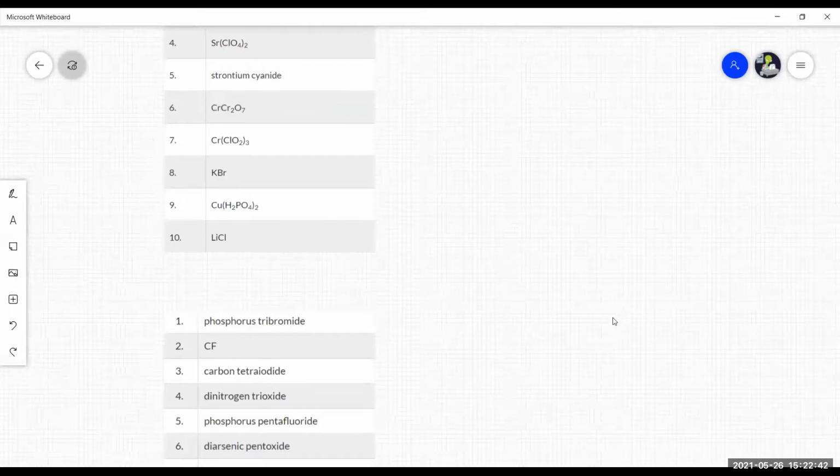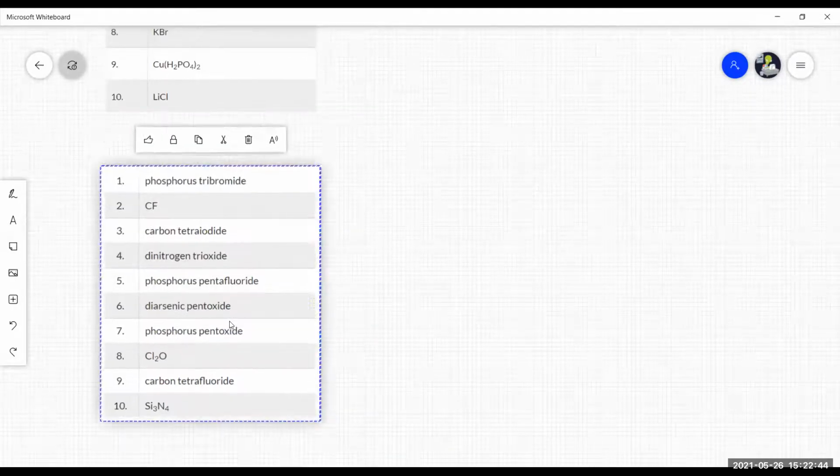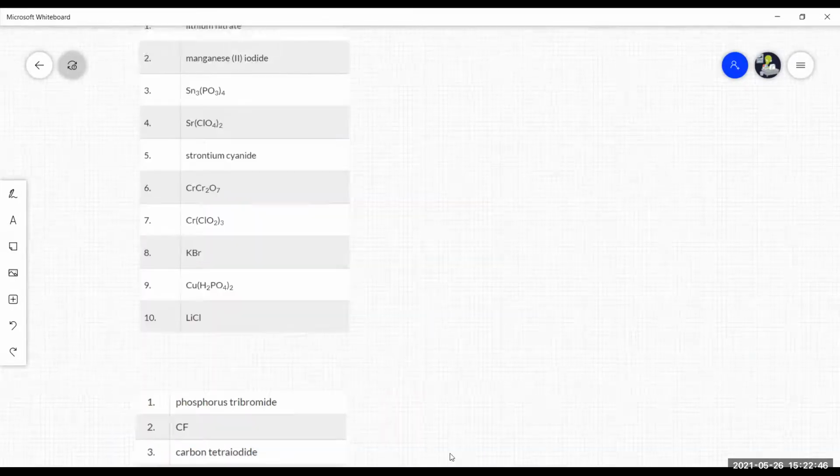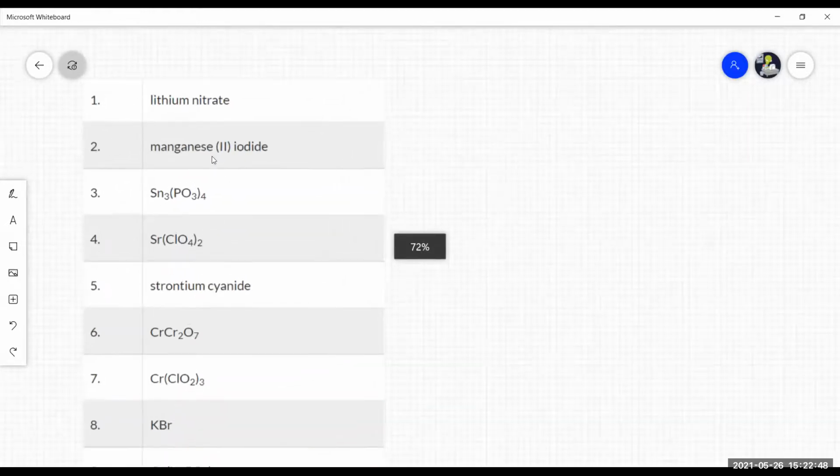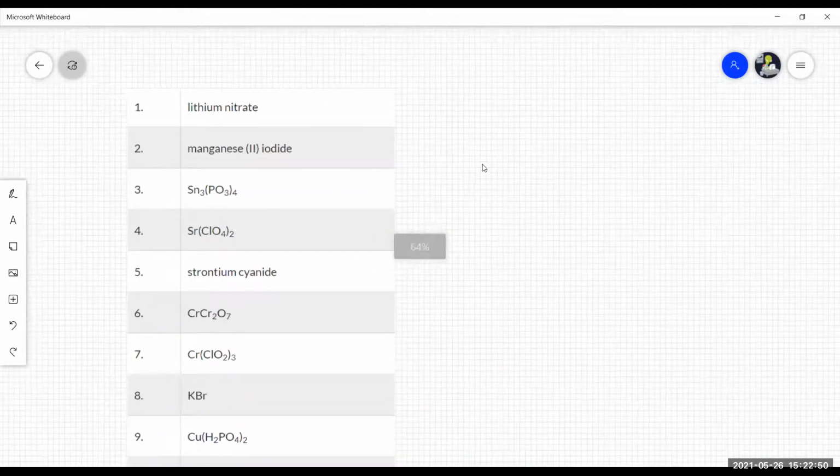So I have more examples here, 10 and 10. Now, take a look. Here I have some of them that are binary. I'm going to delete the binary ones because I'm not going to ask you anything about binary compounds, ionic, tomorrow. So I'm going to delete those that we are not going to need for this class.